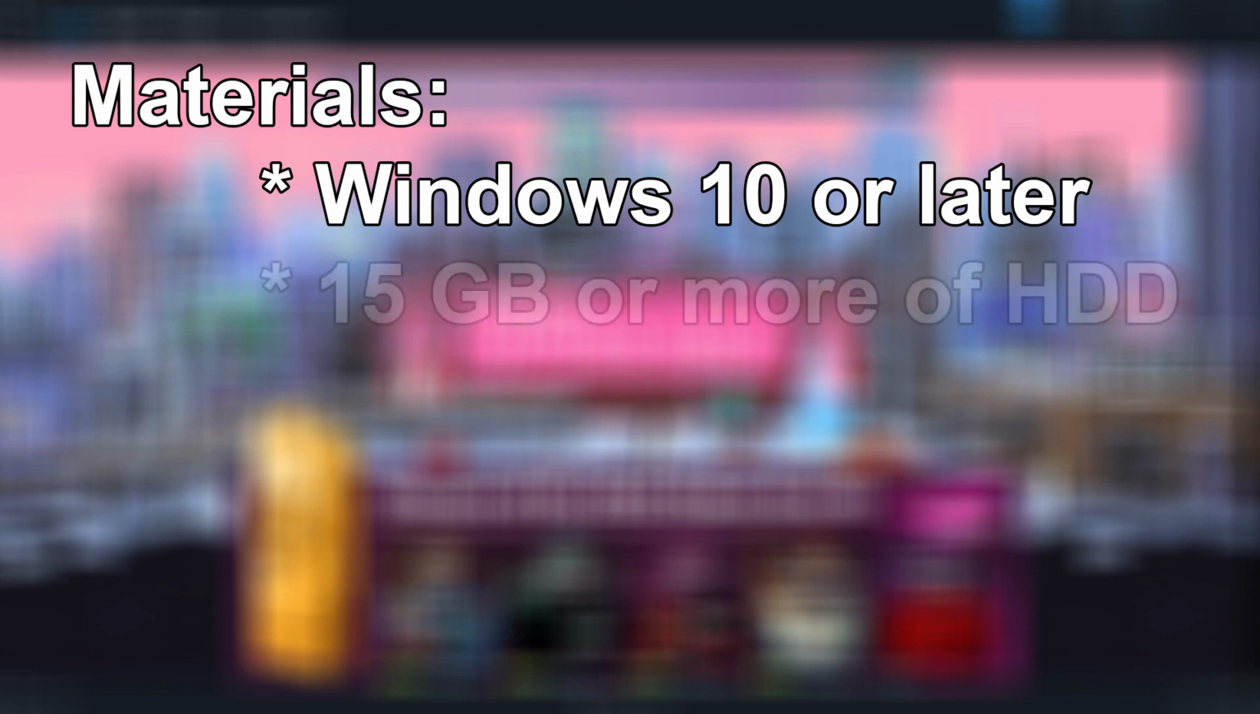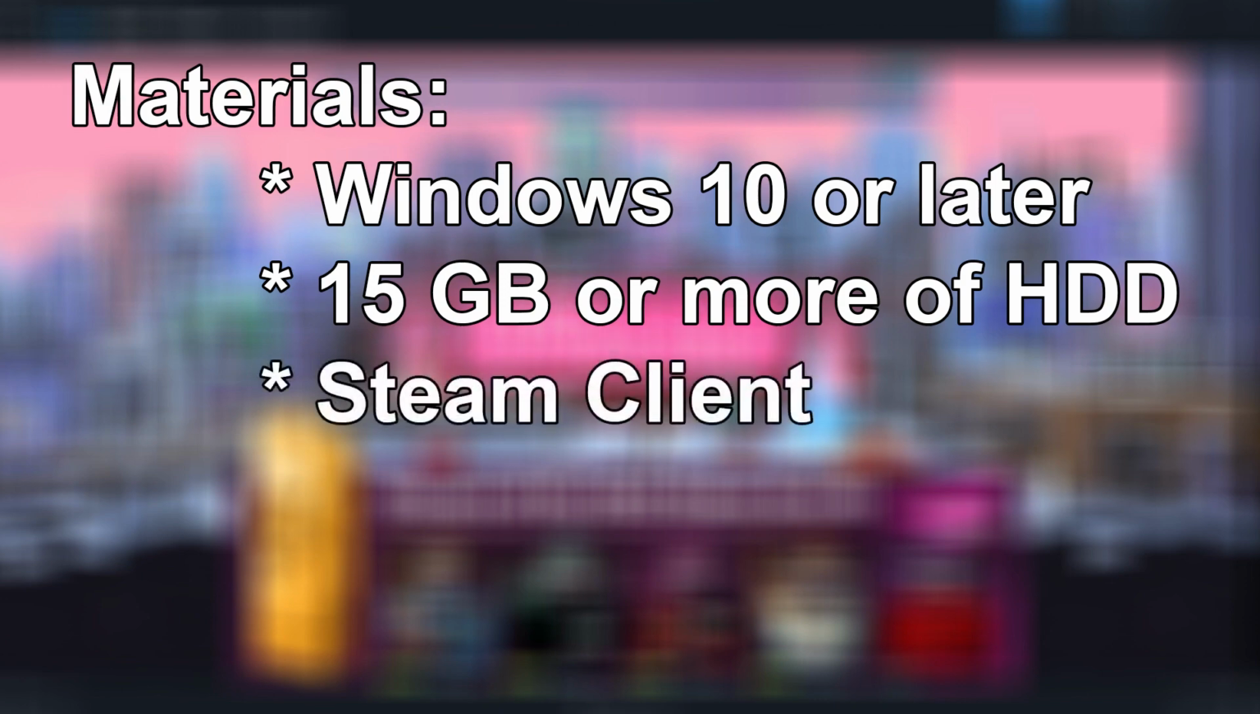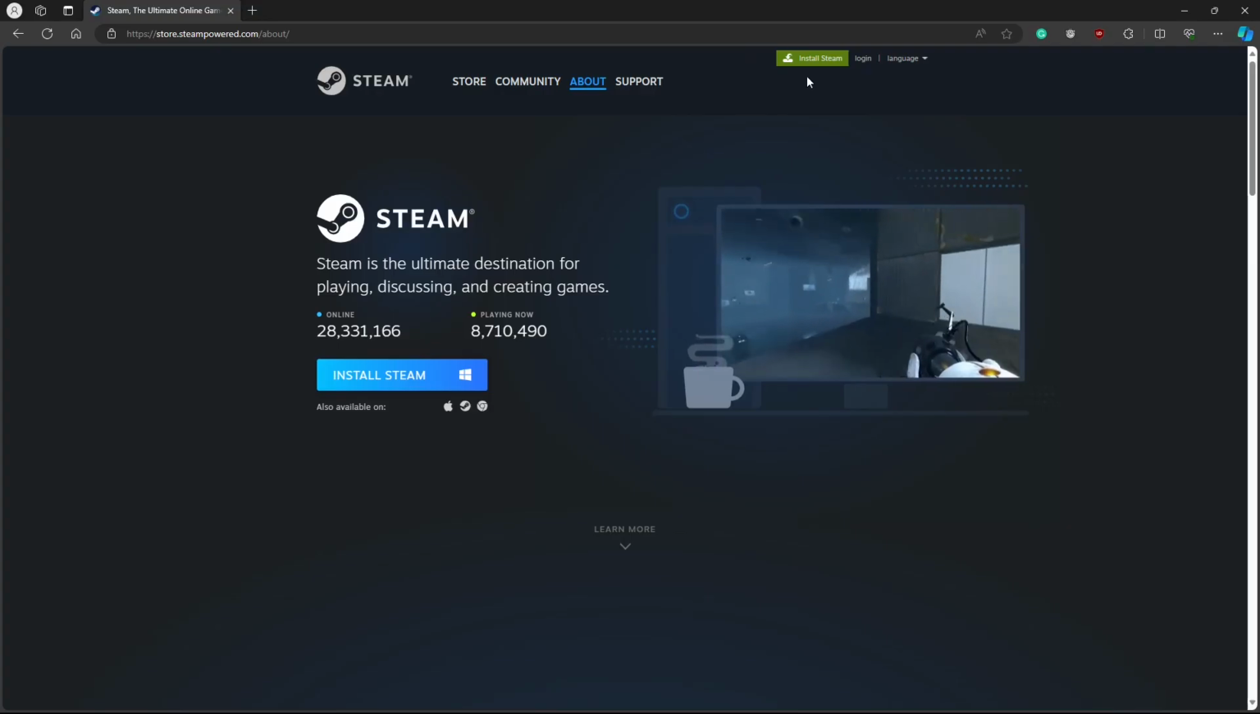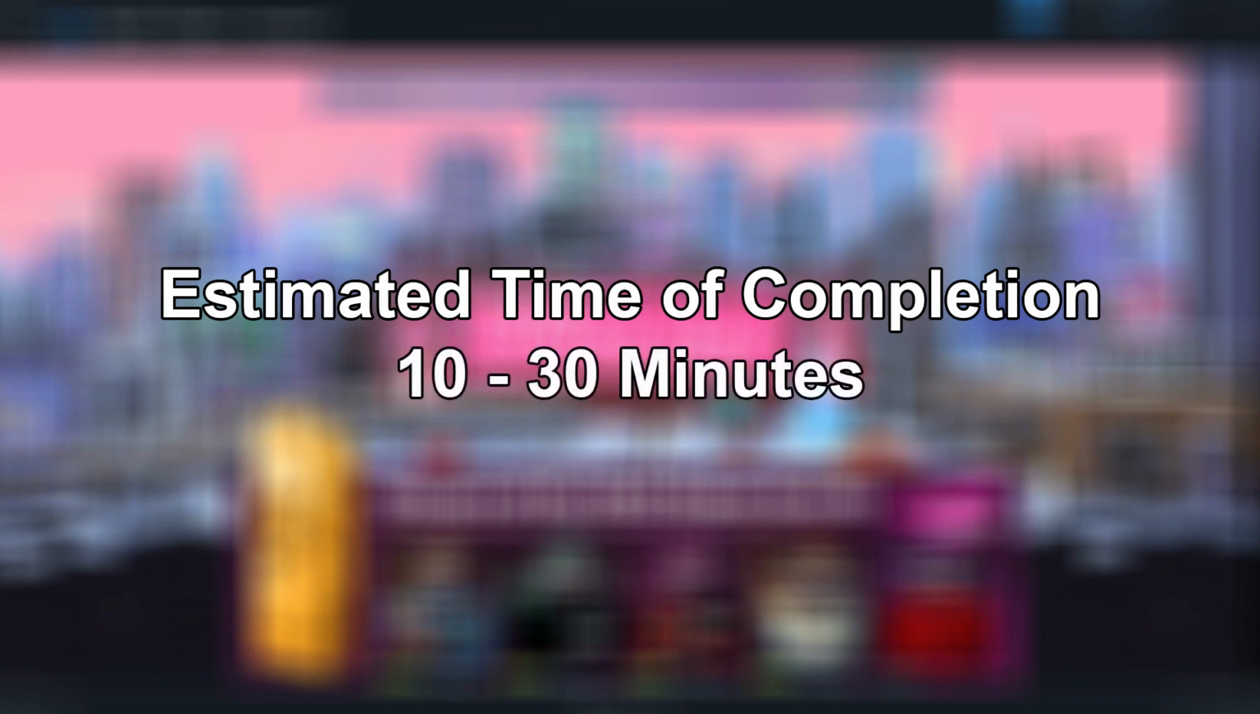The materials that you will need are Windows 10 or later versions starting from January 1st, 2024, 15 gigabytes or more of free space in your hard drive, Steam client, which can be found in the Install Steam section, and lastly, a Steam account to sign in. Depending on how strong your internet connection is for the installation, this tutorial can be expected to be completed in between 10 to 30 minutes.